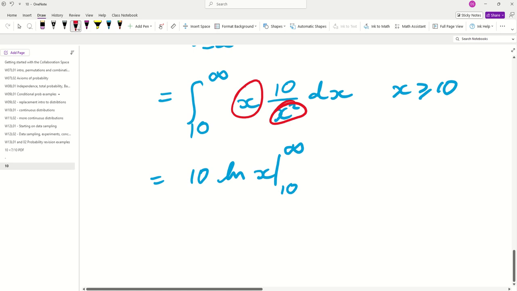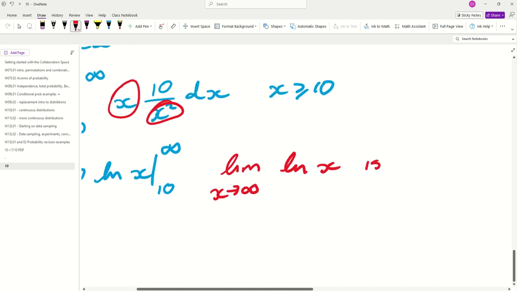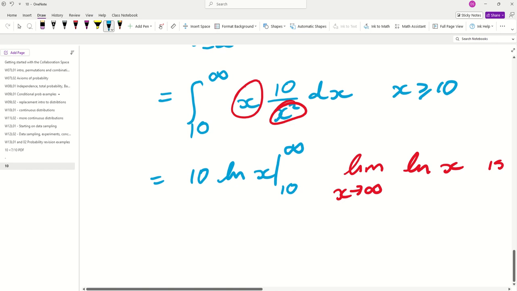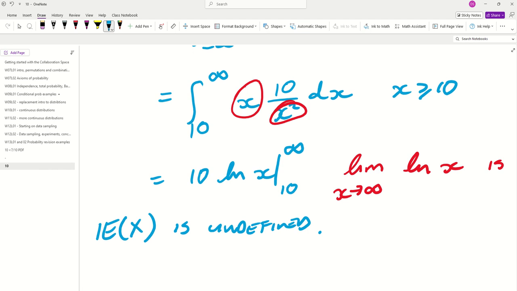Unfortunately, the logarithm is undefined at infinity. So this limit, as x tends to infinity, of the log of x is undefined. So we're done. We cannot define an expectation. This can happen. Just because we define an expectation doesn't mean we can calculate it for every distribution. And this distribution does not have an expectation. We have to come up with some other measure of center for it, which we won't discuss here. Just know that the expectation is undefined.